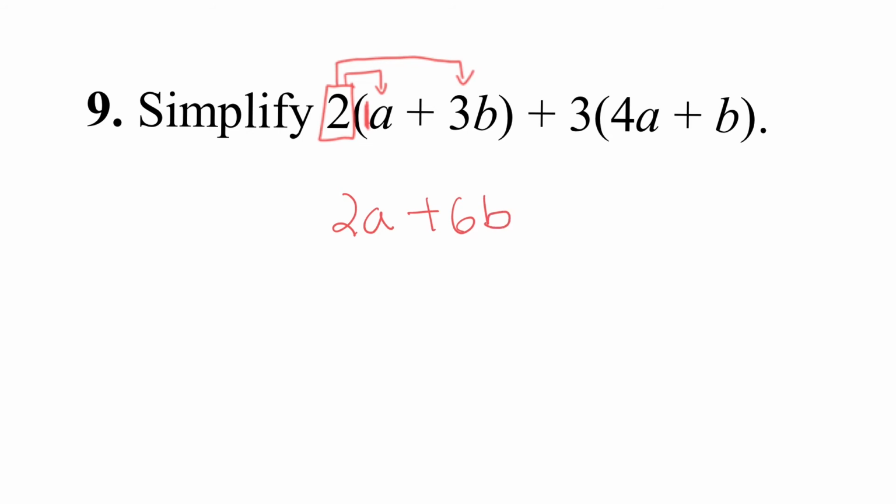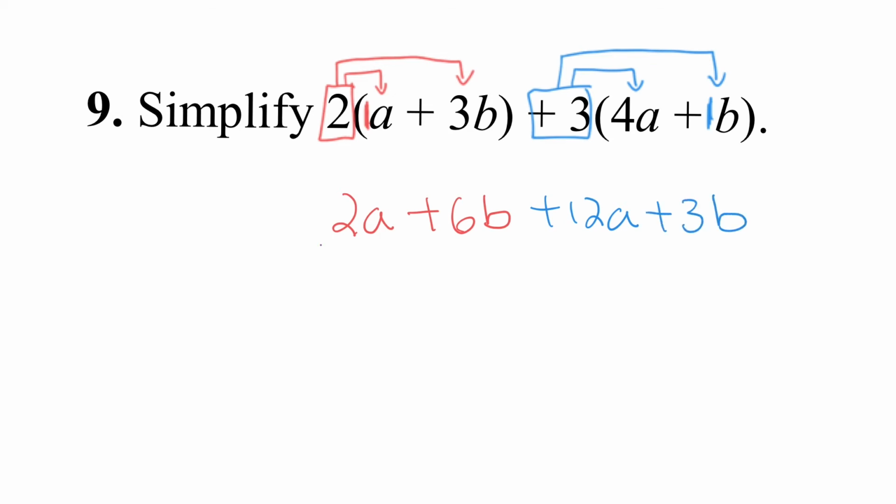The next one, you guys have a positive 3. So 3 times 4, that's going to be positive 12a. You're multiplying 3 times 4. And 3 times b, which has an invisible 1, so 3 times 1 is 3, positive 3b. Combine like terms, we have the 2a here and the 12a over here. They're like terms because they have the same variables. So that's going to be 14a. 2 plus 12 is 14.